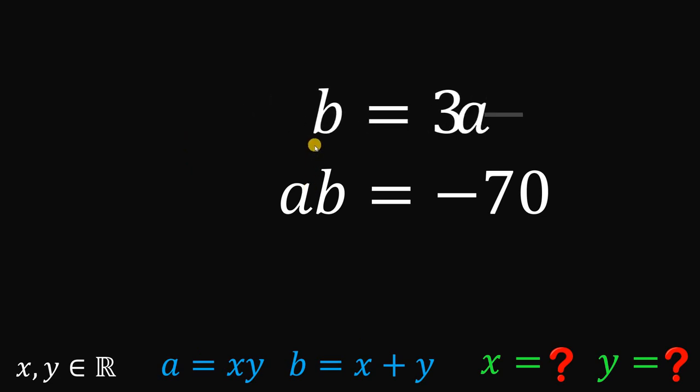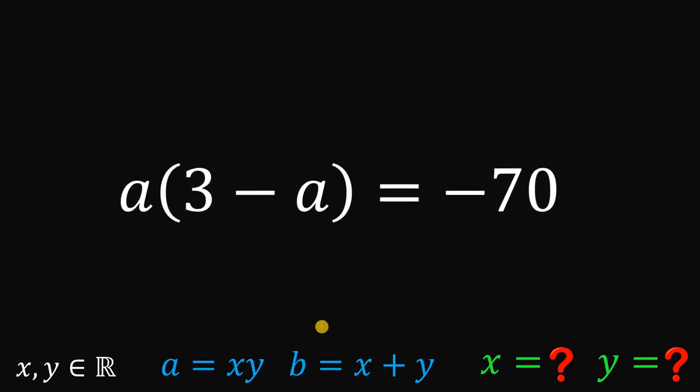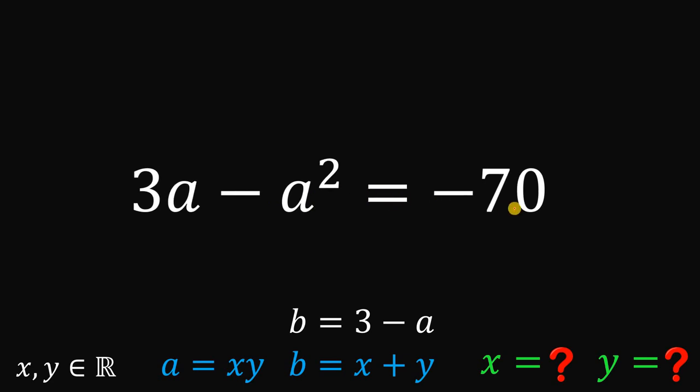So, first, let's solve for the value of b. Let's subtract a on both sides, so b equals 3 minus a. From here, we can now replace this b with its value 3 minus a, like this. But again, keep in mind that b equals 3 minus a. Alright, now let's solve for the value of a. First, let's distribute this a to 3 minus a. This will result to 3a minus a squared equals negative 70.